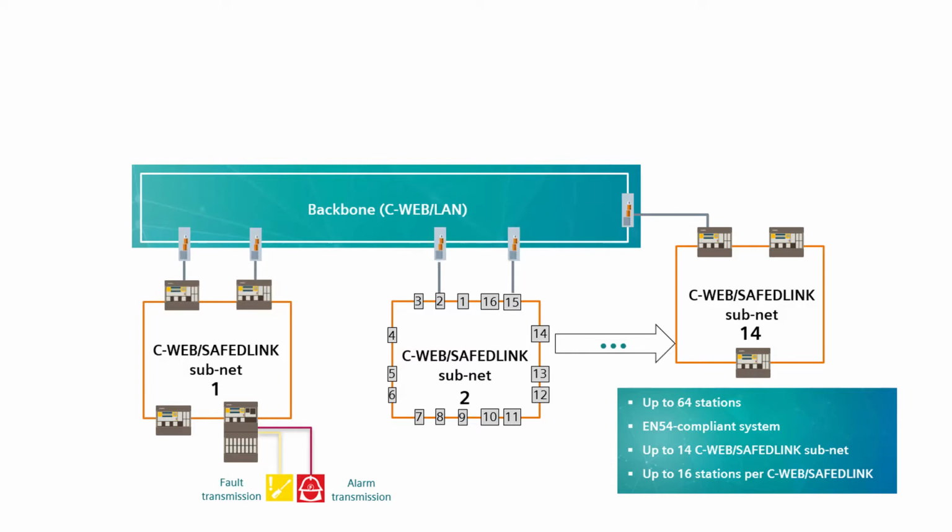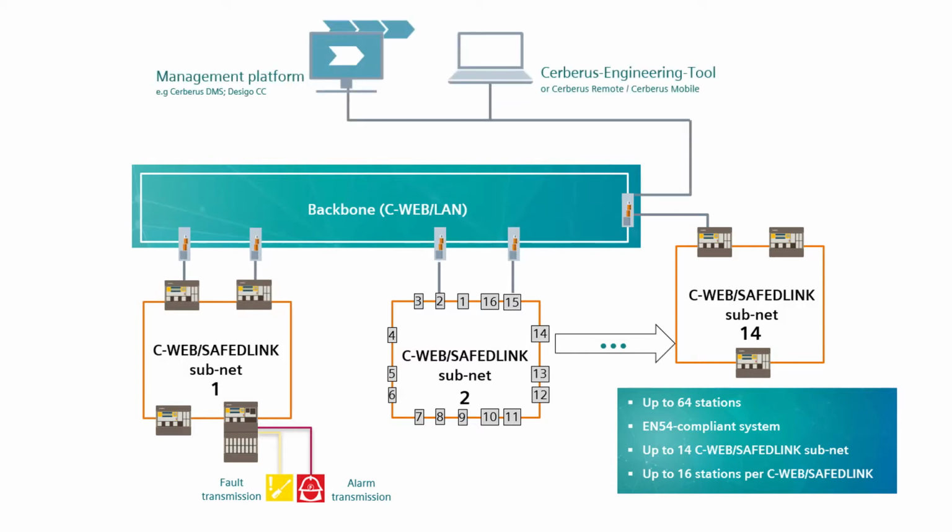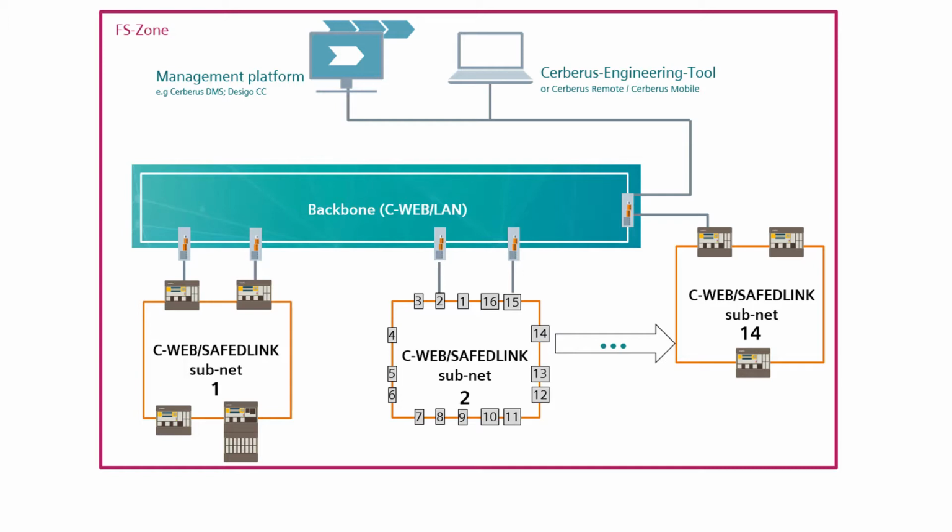We can assign one C-Web station as an access point for software tools. This access point can be used for remote servicing, commissioning, or for connecting to a management station. All network devices across the fire system network are connected to a dedicated Ethernet network, which is part of the protected FS zone.